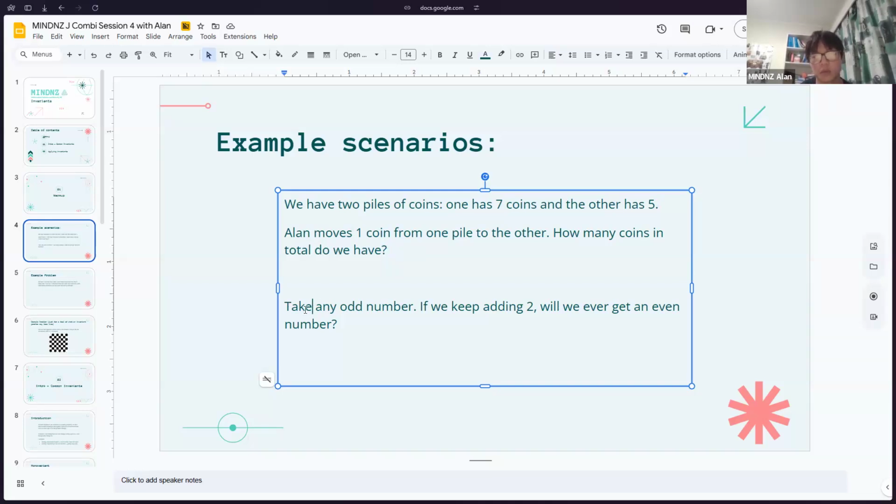And in the second problem, we take any odd number. If we keep adding 2, will we ever get an even number? So obviously, if we take 2n plus 1 and we add 2 some number of times, we'll get 2k plus 1, which is still an odd number. So the property of being odd doesn't change after performing some steps, which means that our invariant is the parity, or odd and evenness.